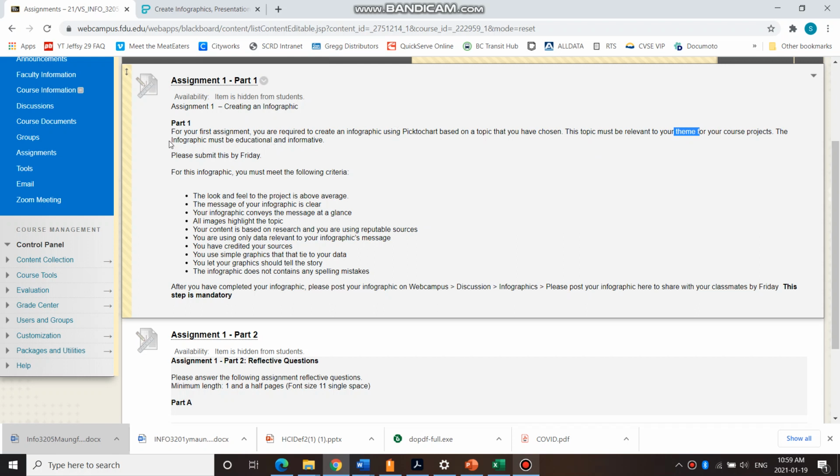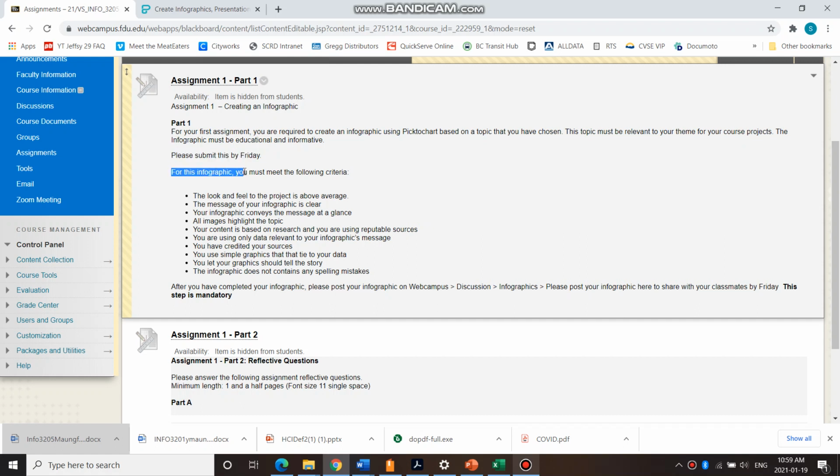When creating this infographic, make sure that your infographic is educational and informative. So I don't want an infographic with just pictures of coffee cups and no information, that's not educational at all. It must have something that you're trying to teach the people who are reading your infographic. And please submit this by Friday.